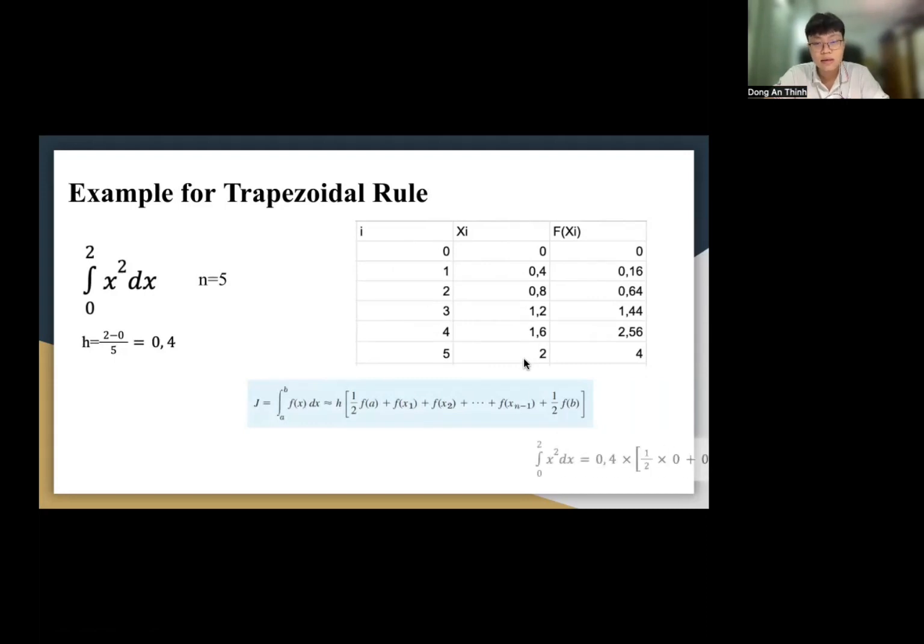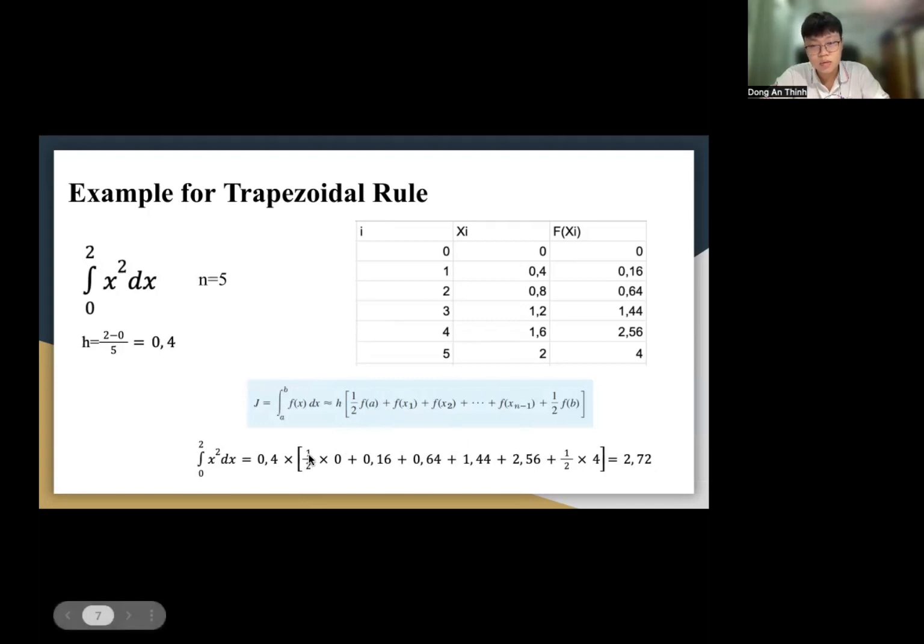Formula again. Please remember for the trapezoid rule, you have to multiply by half of each end. Like I wrote here, one half multiplied by 0 and 1.5 multiplied by 4. It will give a different solution because the trapezoid rule is much more accurate than the rectangular rules.